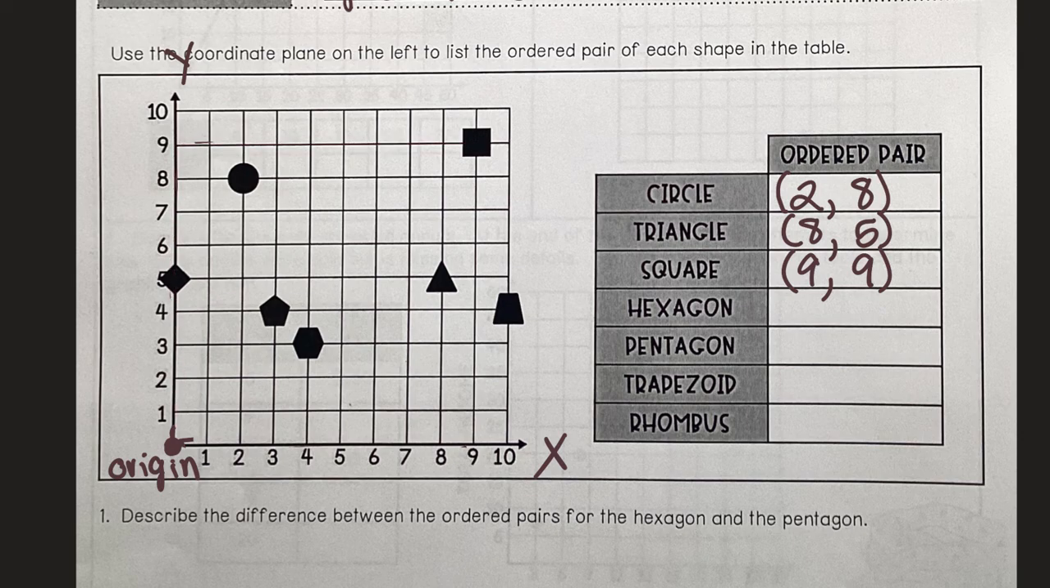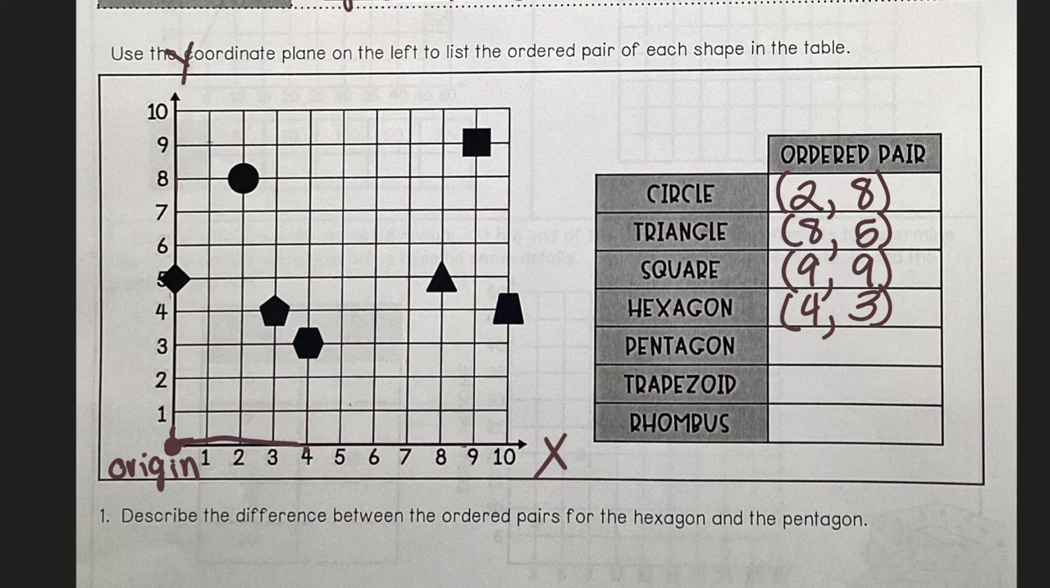Okay, the next value is our hexagon. Now remember, a hexagon is a 6-sided figure. Okay, so my hexagon is going to be right here in this spot. Okay, and where my x value meets the hexagon is going to be 4. Right there, 4. And where my y-axis meets is positive 3. So the coordinates for the hexagon is 4 and 3.